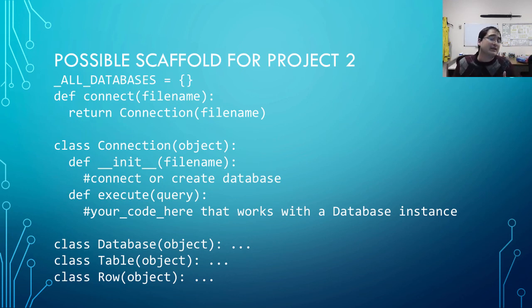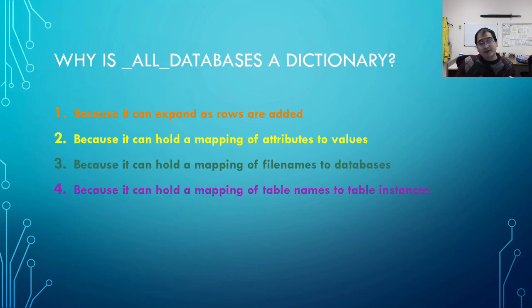So one question you can ask is, okay, so I said we need to store everything in this global or module level variable. Here I'm calling it _all_databases. Well, multiple choice question, why is _all_databases a dictionary?